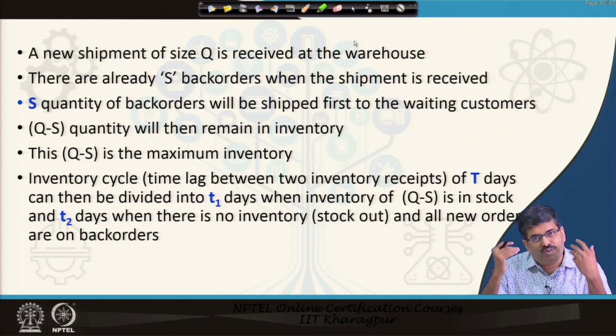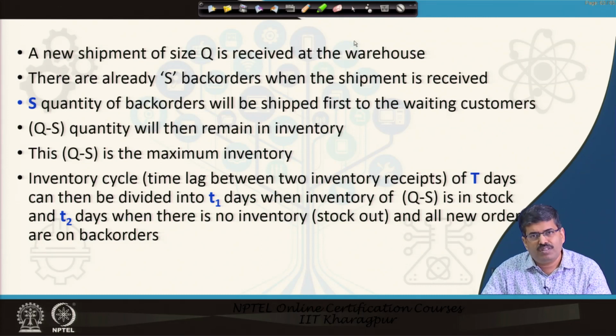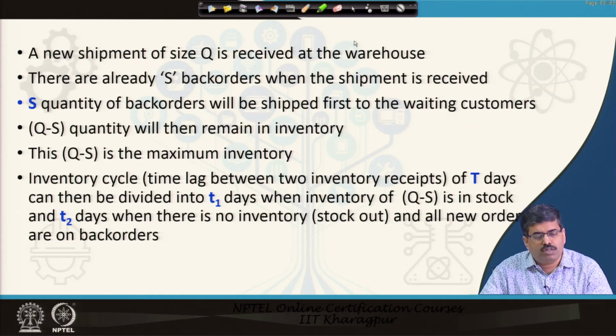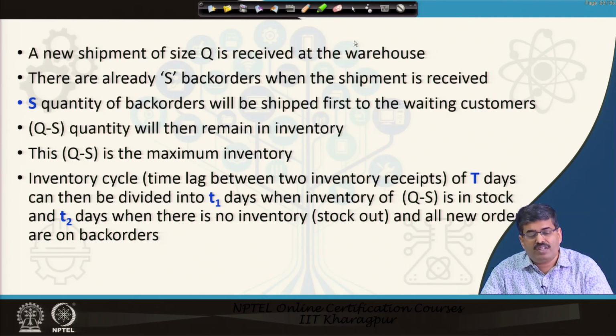A portion of it will go to people who have already ordered. First their orders will be met, and then there will be stock, and then it can go to the wholesalers, distributors, dealers. So, S quantity of back orders will be shipped first to the waiting customers and Q minus S will then remain in inventory, very simple. Q quantity has come, S will immediately go away, the previous order. So, Q minus S will remain in my stock. This Q minus S is now my maximum inventory.